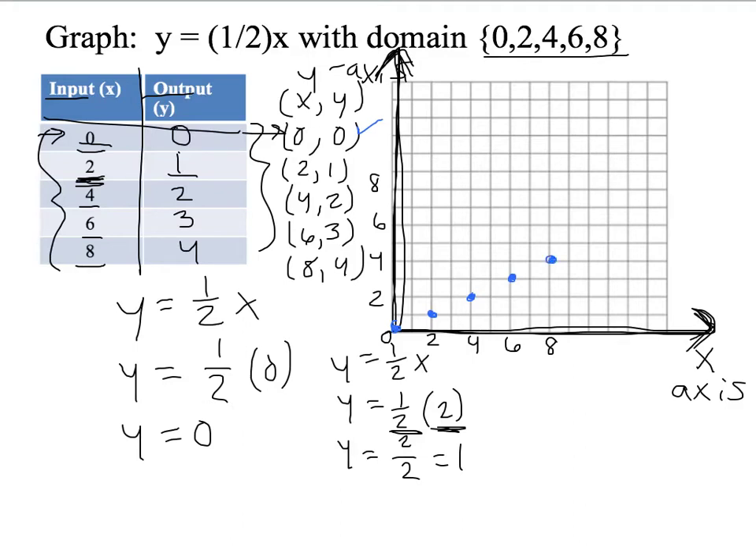And there you have it. You've graphed y equals 1/2 x with a domain of 0, 2, 4, 6, and 8. In the future, we'll be drawing a line through these points and creating lines, but for now, all you need to do is draw the points.